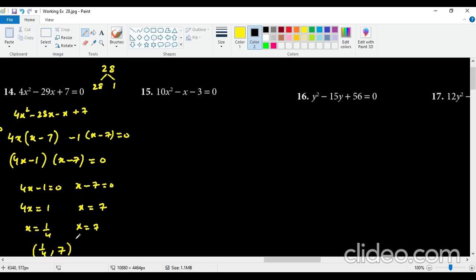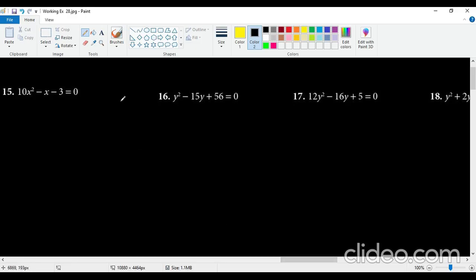Now comes question number 15. In question number 15, we can see that 10 times 3 is 30. So 30 is going to be split into two parts to give you 15 minus 1. So for here I can see minus 6 times 5 is 30, and minus 6 plus 5 is going to give us negative 1. I will write this one as it is, and I will write minus 3 as it is, and minus 6x and plus 5x is going to be this way.